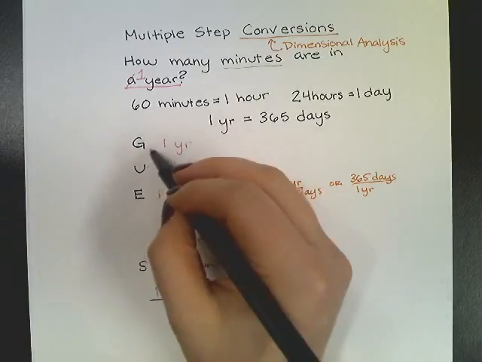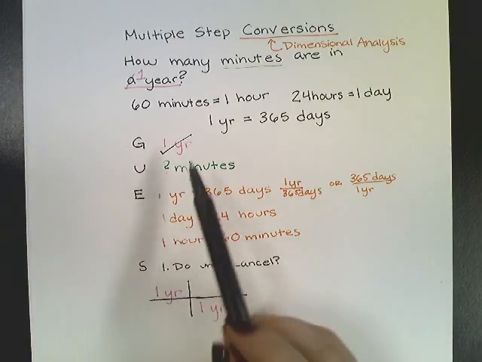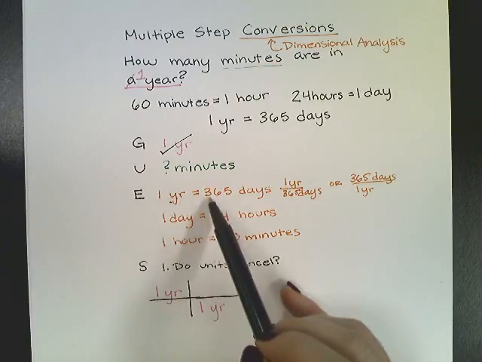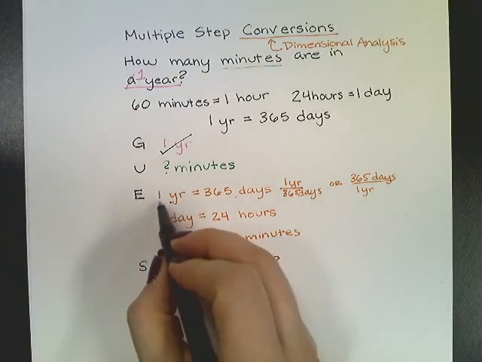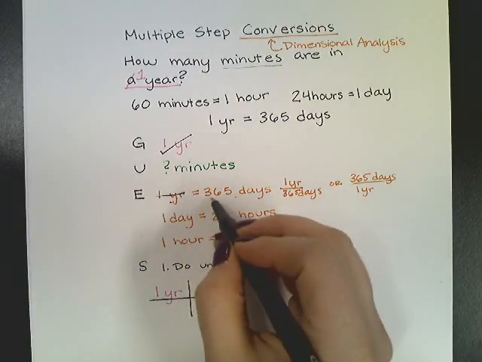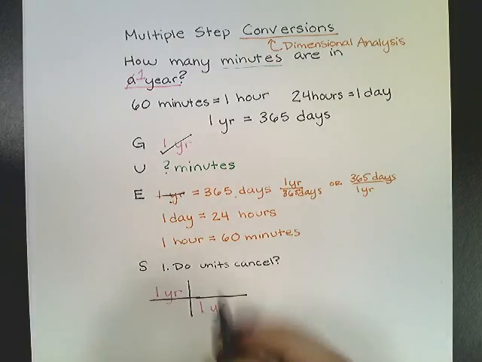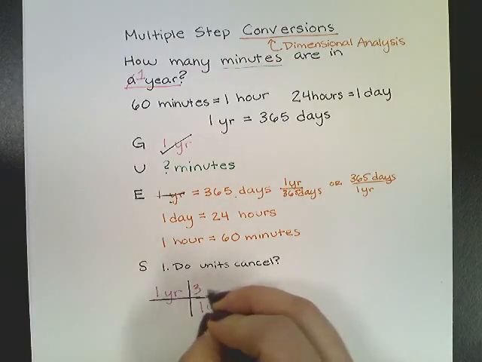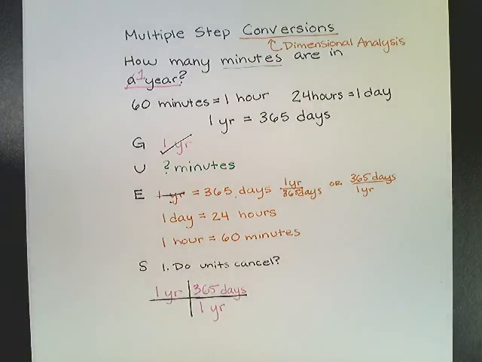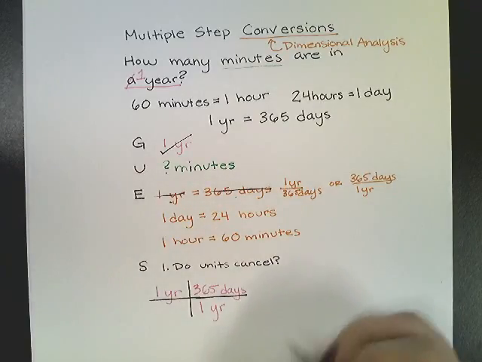I know that I've already used my G, my given, so I can't use it again. So I'm looking for another year, and I have to look at my E. So here I see that 1 year equals 365 days. So I'm going to use this term. So I already used 1 year. Now I'm going to use 365 days at the top, because I know that 1 year equals 365 days. So I've used my 365 days.